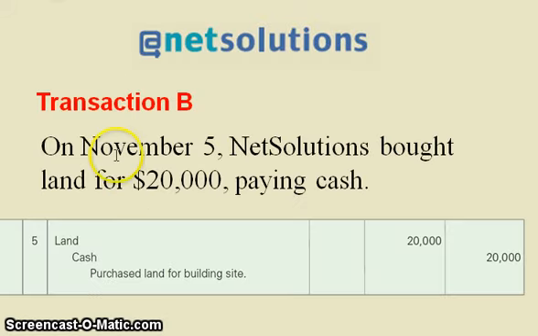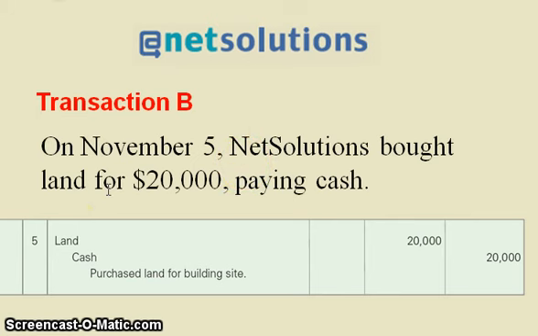Okay, so here we have another transaction. November 5th, NetSolutions bought land for $20,000 paying cash. So you have to say to yourself, okay, I always like to start with cash because cash is cash. There's no question if cash went in or cash went out. Well, in this case, cash went out because you bought land. So with cash as an asset, a decrease to the asset of cash is going to be a credit. Here you go. Here's your credit. An increase to the asset of land. Oh, sorry. I should have said that.